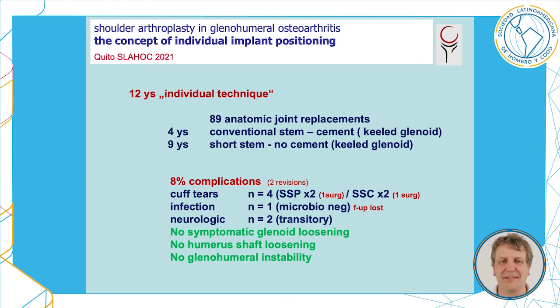For 12 years now, I'm using this individual technique, gathering 89 anatomic joint replacements, initially using a conventional cemented stem, and for 9 years a short non-cemented stem, combined with a keeled glenoid. In total, I observed 8% of complications, of which 2 required a surgical revision. However, there was no symptomatic glenoid loosening, no humerus shaft loosening, and no glenohumeral instability.